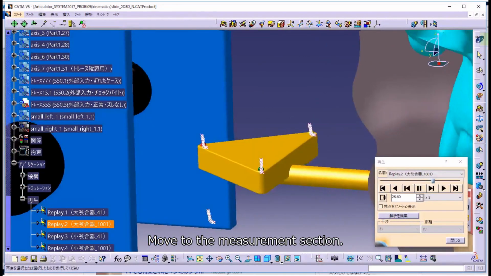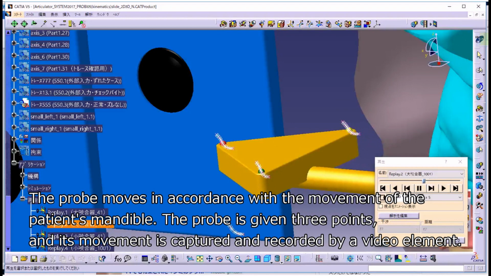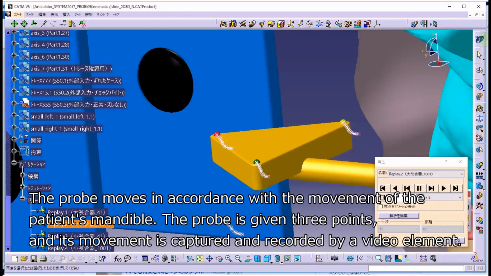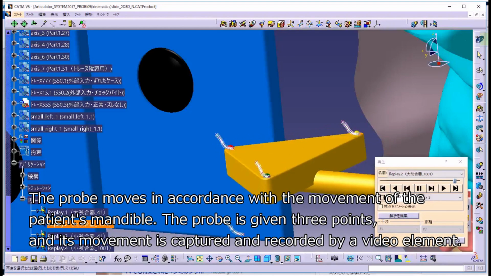Move to the measurement section. The probe moves in accordance with the movement of the patient's mandible. The probe is given 3 points, and its movement is captured and recorded by a video element.